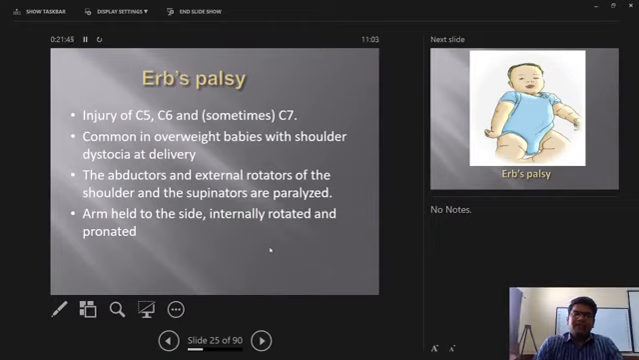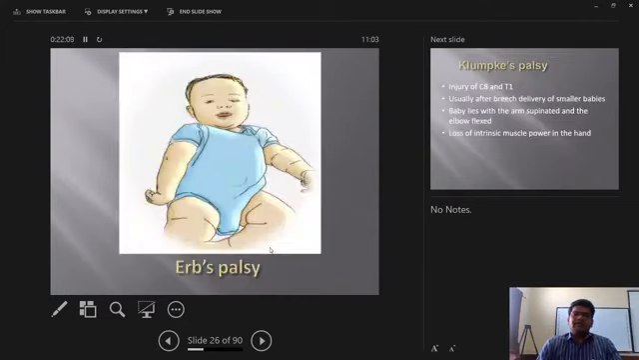The abductors and external rotators of the shoulder and the supinators are paralyzed, giving rise to a typical deformity called the policeman receiving the tip deformity, in which the arm is held by the side of the chest, elbow extended, forearm completely pronated, wrist flexed. This is Erb's palsy, with the typical policeman receiving the tip deformity.